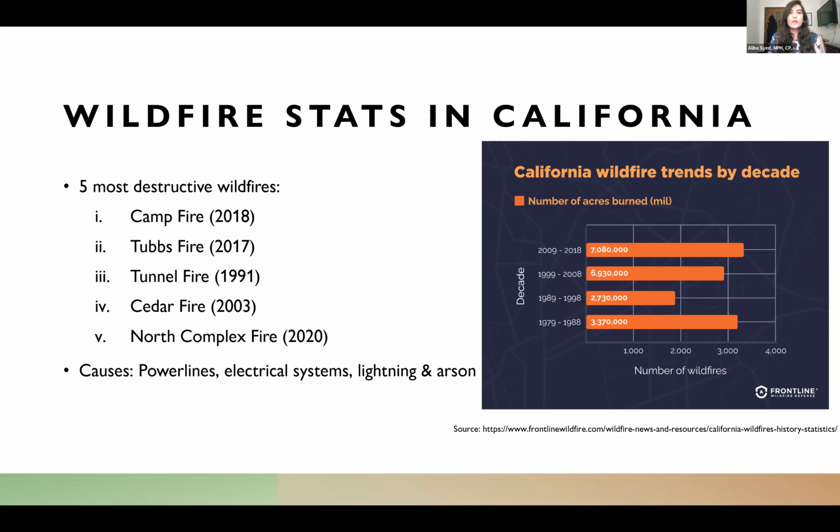So now let's look at the trends of California wildfire by decade. I would like to mention here that the x-axis demonstrates the number of wildfires, whereas these bars represent the number of acres burned in millions. If we look at the decade of 1979 to 1988, we see here that 3.3 million acres were burned due to wildfires, and this number has risen to around 7 million in the most recent decade of 2009 to 2018.